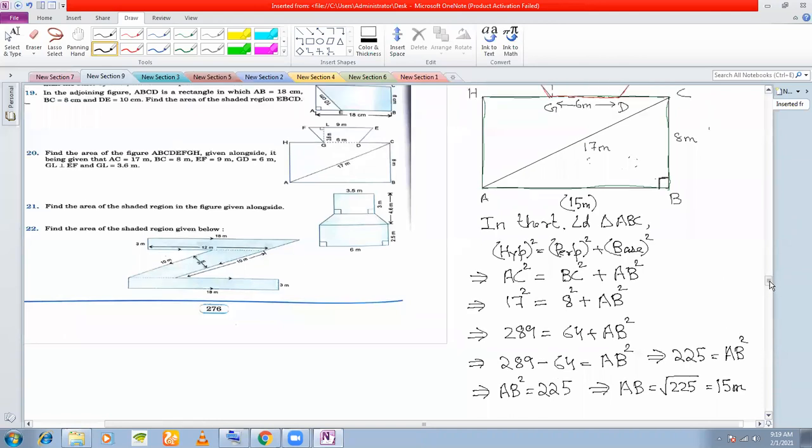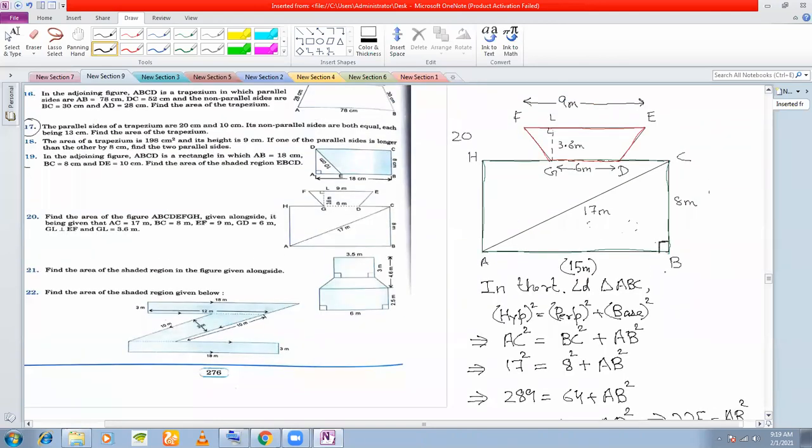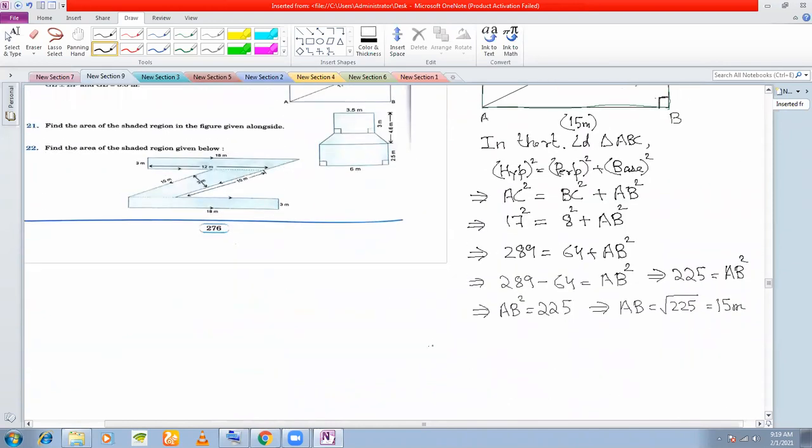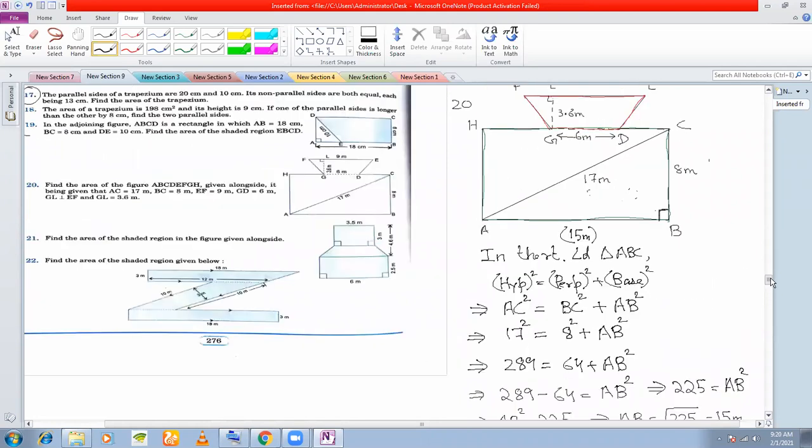So now we know the length of this rectangle. The length of this rectangle is 15, and the breadth is 8. So you multiply them to get the area. Let us find out the area of the rectangle. Therefore, area of rectangle. What is the name of this rectangle? ABCH.